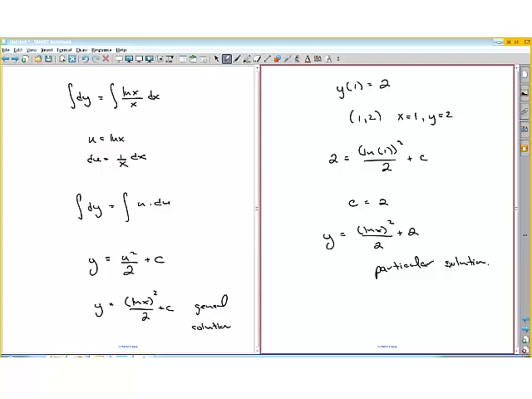So 1/2 natural log. Okay. Just seeing what they do. Yep, they do exactly what I do.